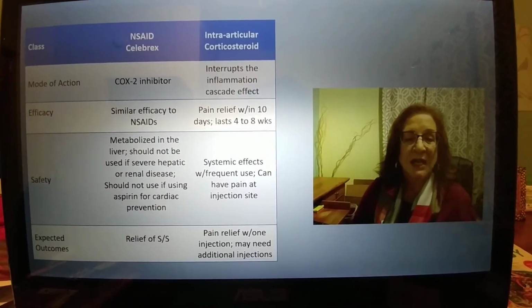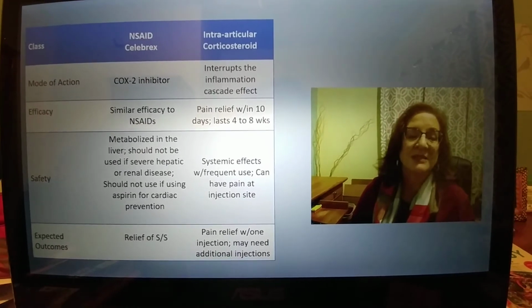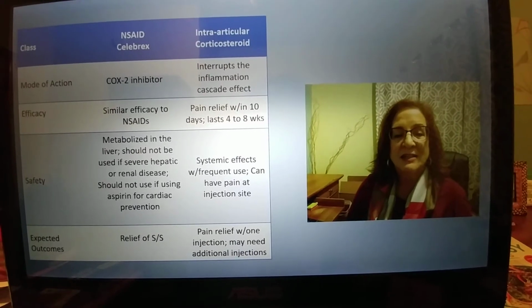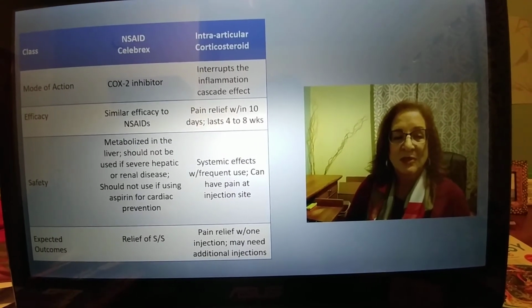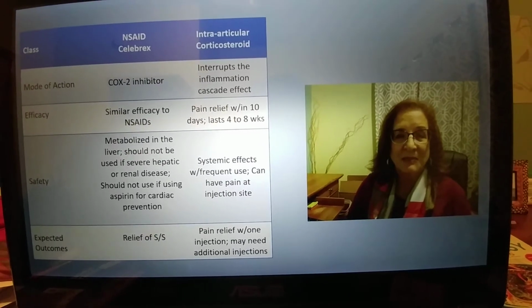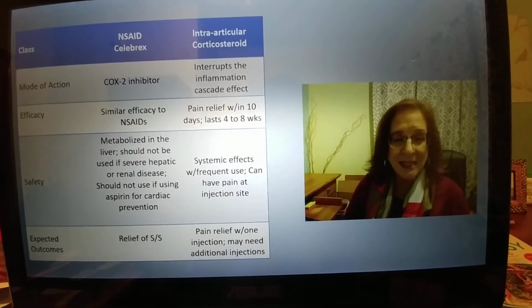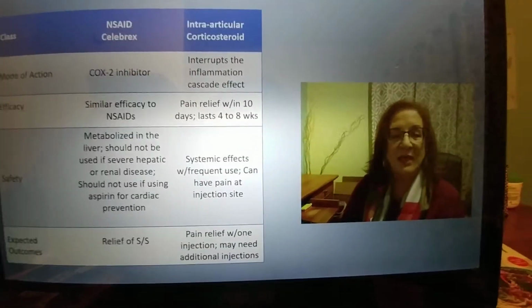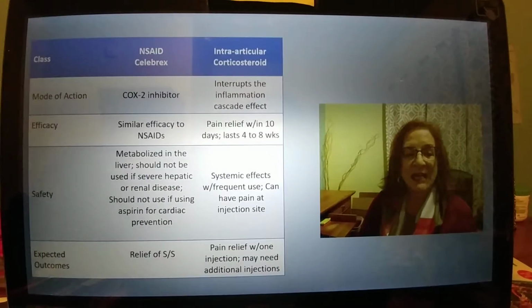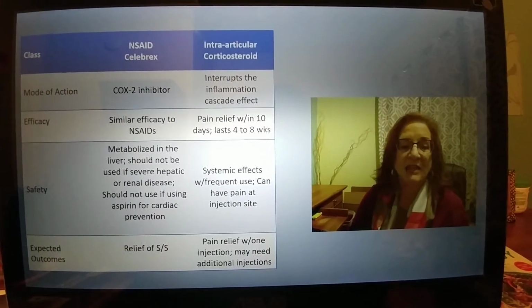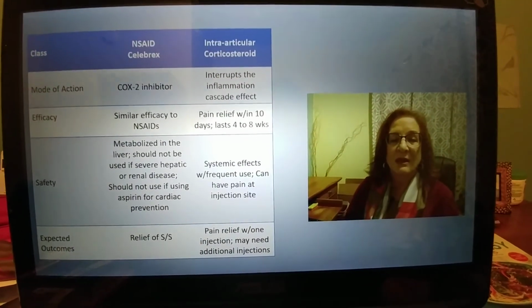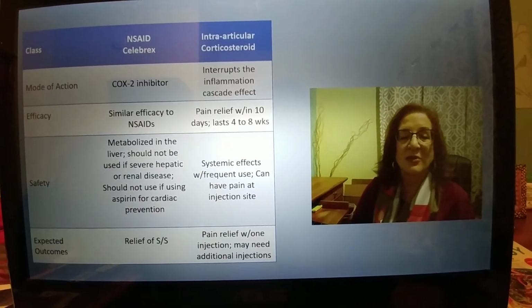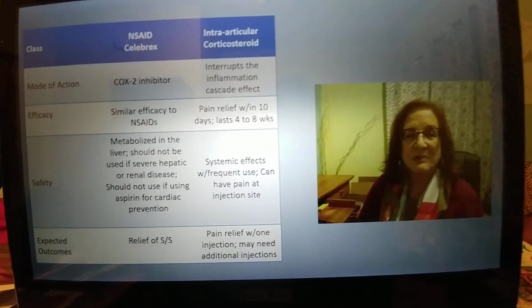As we compare the two medications, the NSAID, which we're using Celebrex, and the intra-articular corticosteroids, which could be the triamcinolone or the methylprednisolone acetate, we can look at the mode of action. With Celebrex, that medication inhibits the COX-2 enzyme, which aids in the production of prostaglandin, which is part of the inflammation process.